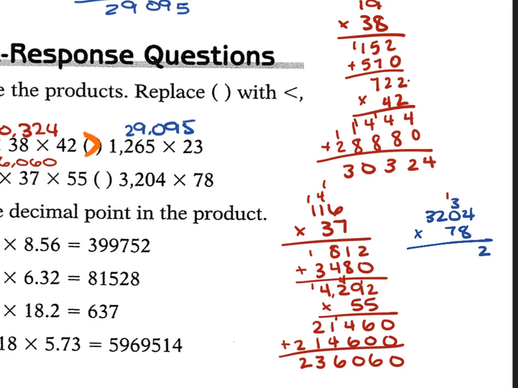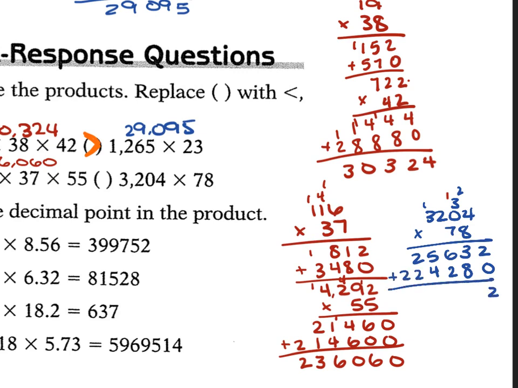8 times 0 plus 3 is 3. 8 times 2 is 16. 8 times 3 is 24, plus 1 is 25. Add your 0. 7 times 4 is 28. 7 times 0 plus 2 is 2. 7 times 2 is 14. 7 times 3 is 21, plus 1 is 22.